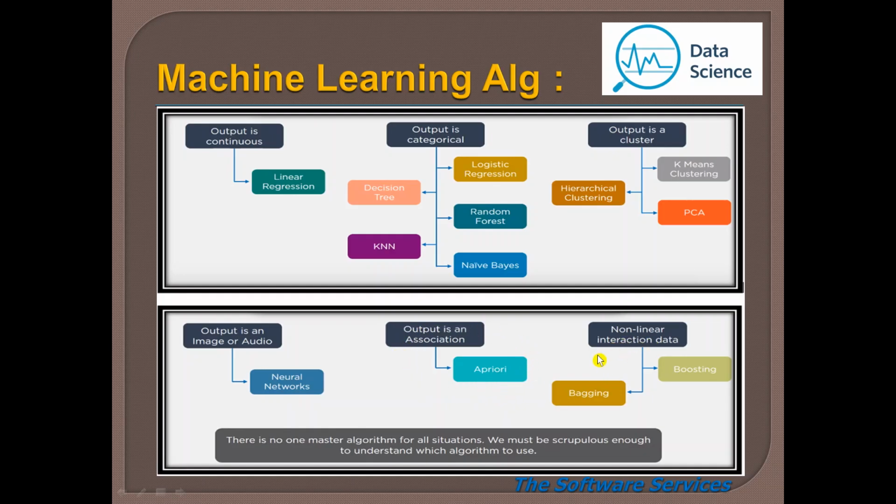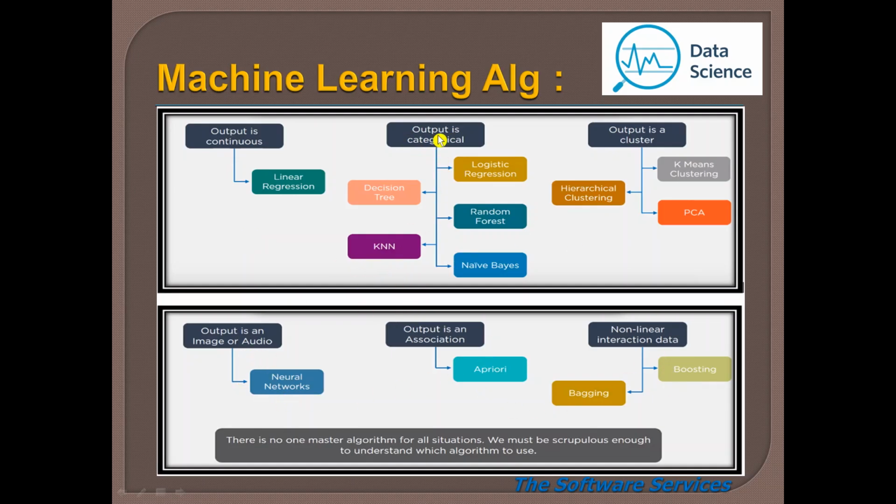And if the requirement is non-linear interaction of data, the bagging and boosting methods will be the relevant models, friends. These are all the brief classification of machine learning algorithms according to your requirements. According to your business requirement, you need to choose the proper algorithm.